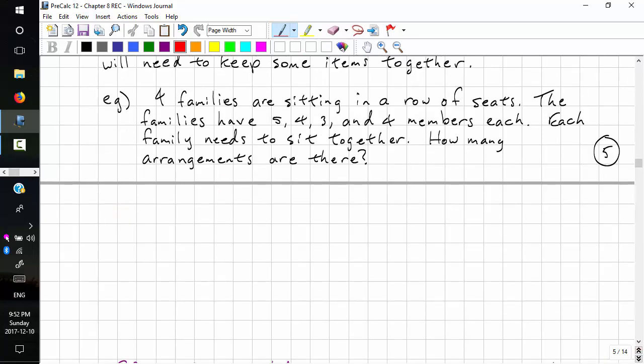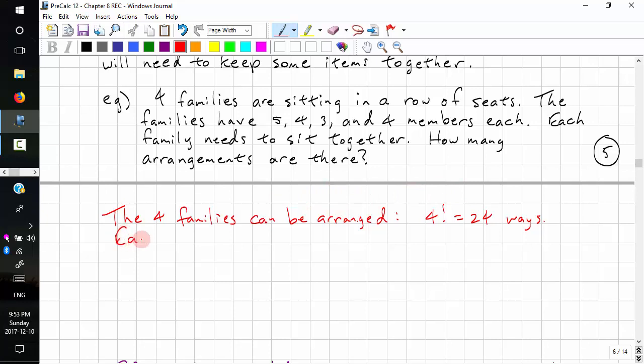So we have to break this down. The 4 families can be arranged four factorial ways. Okay, because the families must sit together, so we have to treat the families separately.